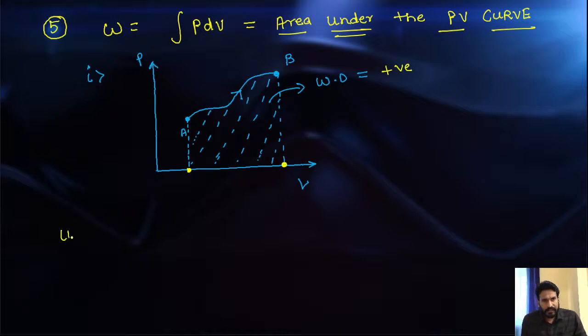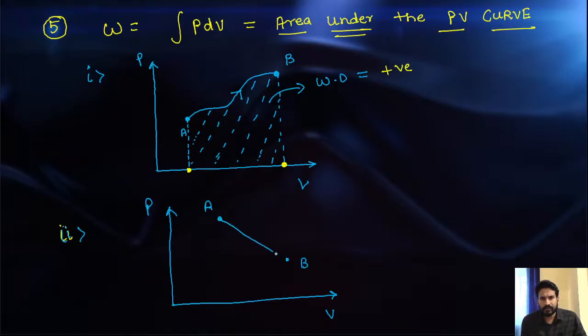Mohammed, please tell me, what do you think about this graph? I'm plotting the graph. Please tell me the sign of the work done. This is my PV graph, and this is my A, and this is my B point, and this is the process. Can you tell me, by seeing this graph, whether work is done by the gas or work done on the gas?